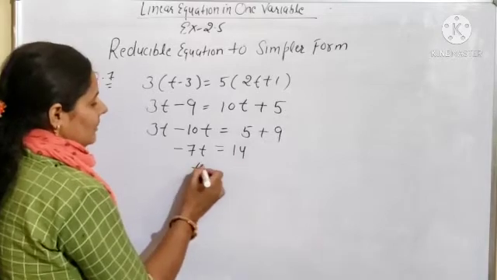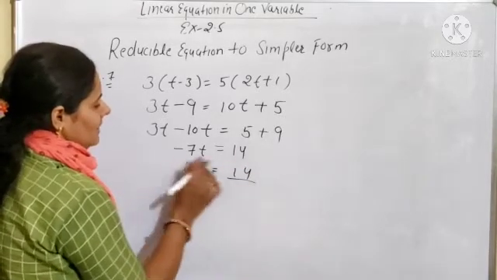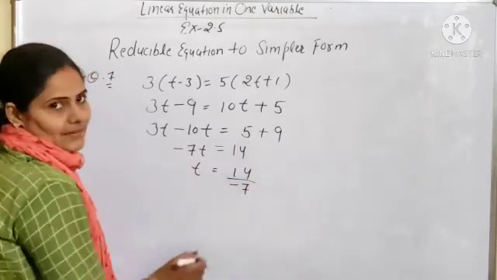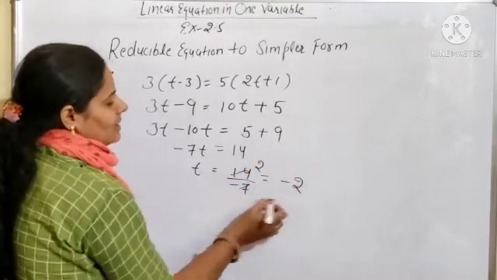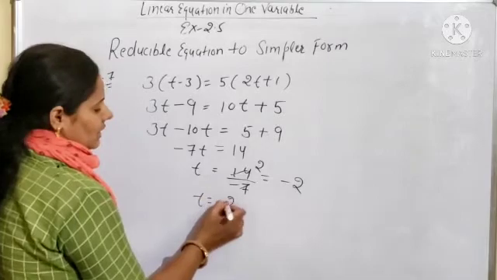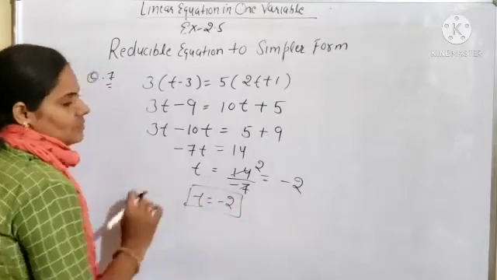Clear? So t will be equal to 14 divided by minus 7, you will take in division, so it will be 7 2s are 14, 2 divided by minus 1, it means it will be minus 2, so t is equal to minus 2. Clear?